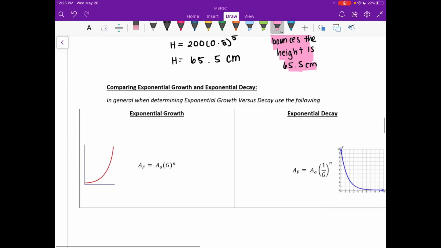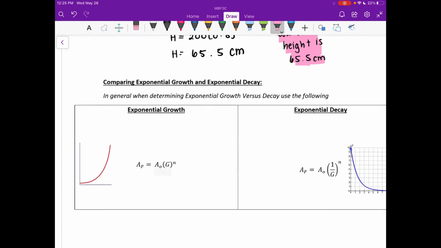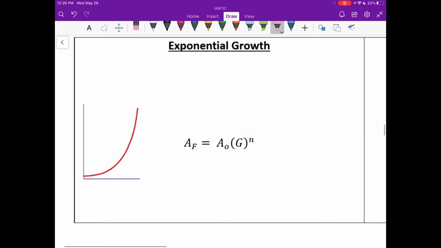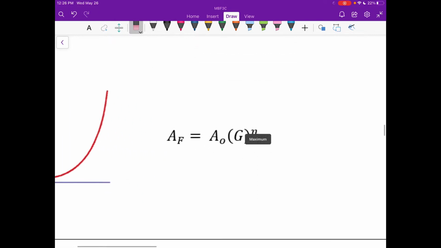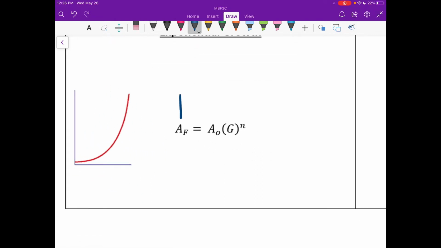Okay, so now we're just going to compare the two. In general, when you're determining exponential growth versus decay, you're going to look at it this way. Exponential growth is always going to be growth that is rapidly increasing, going up this way, like that. It's going to have an equation like this, where AF, or y, whatever it might be, is going to represent the final amount, the amount that you're looking at at that time. A0 is always going to represent the initial amount you start with.